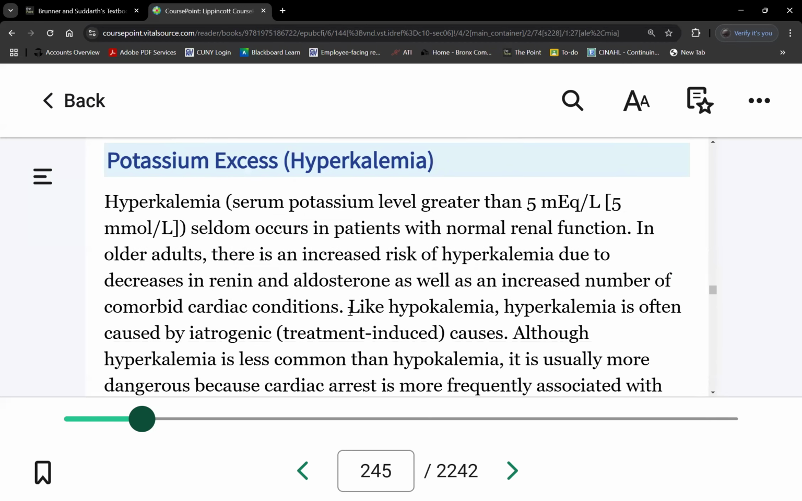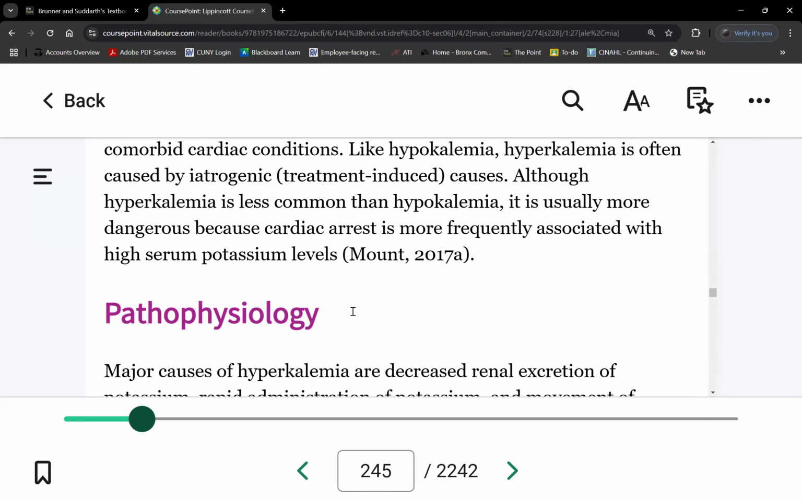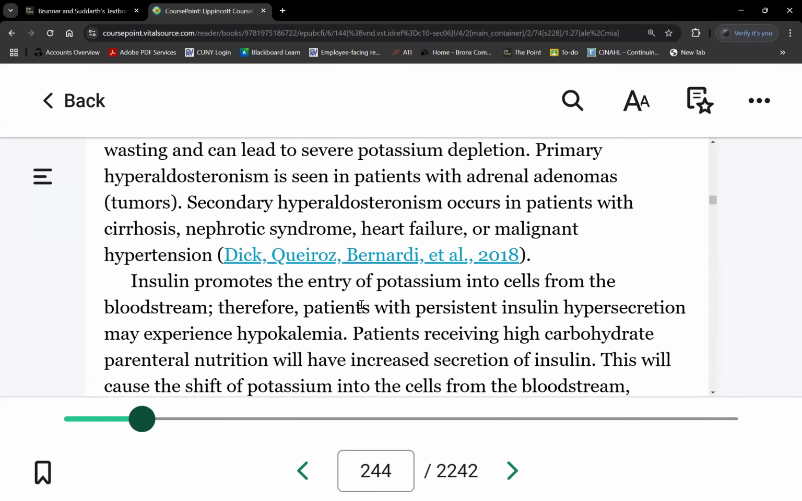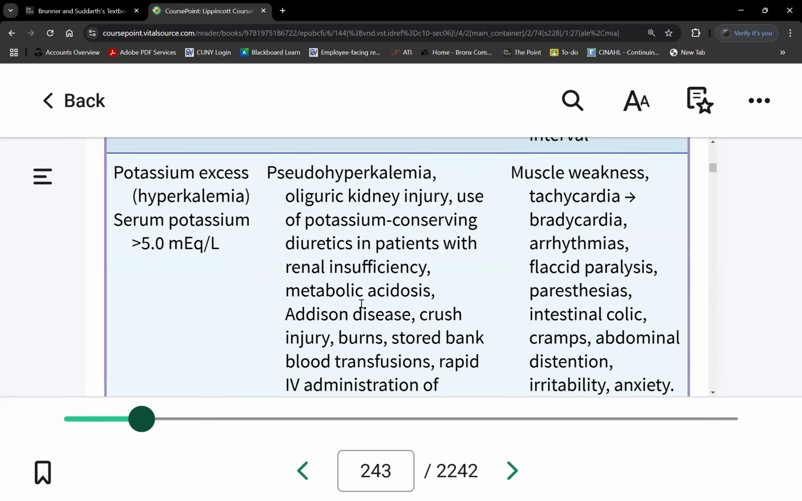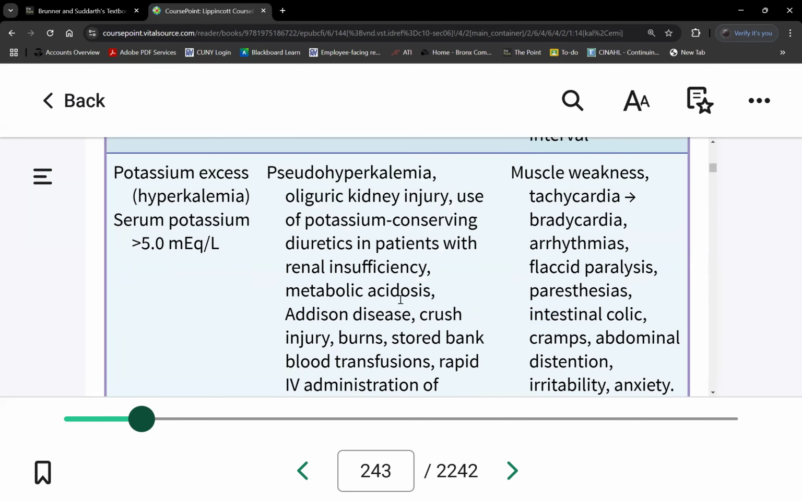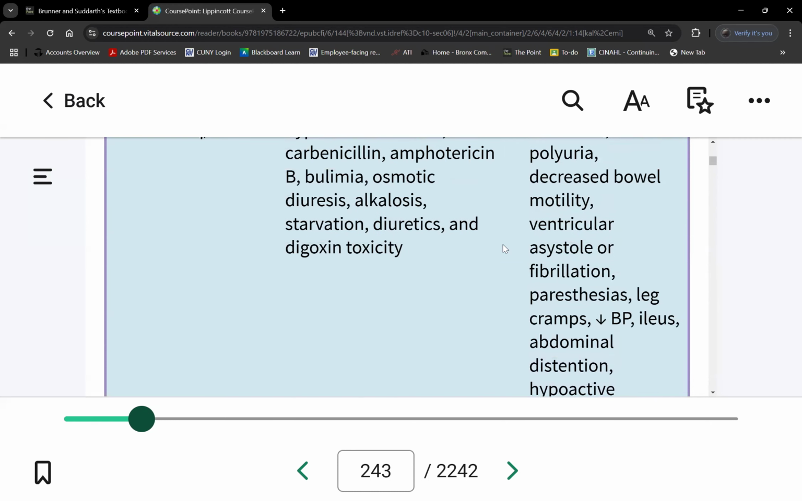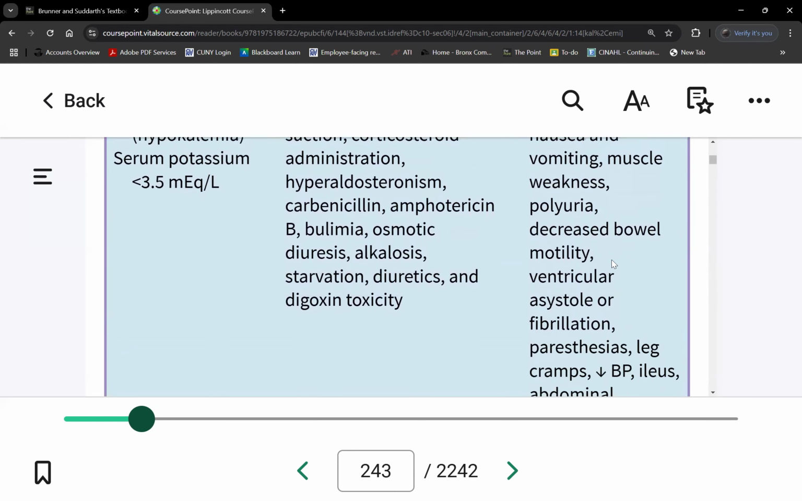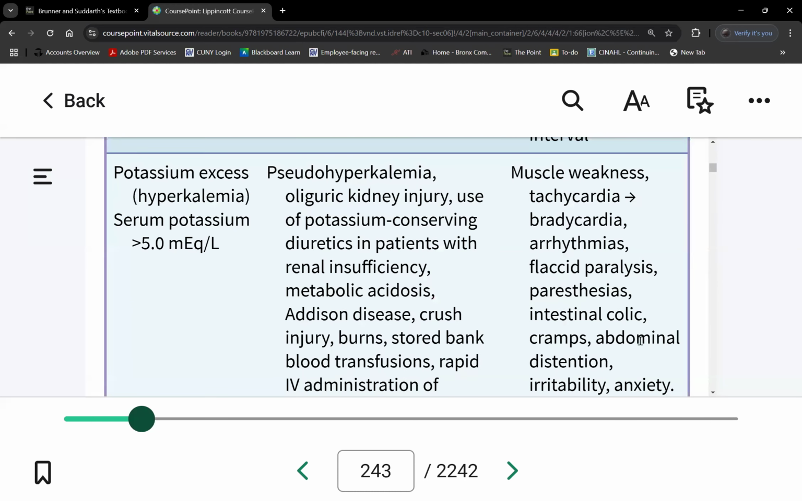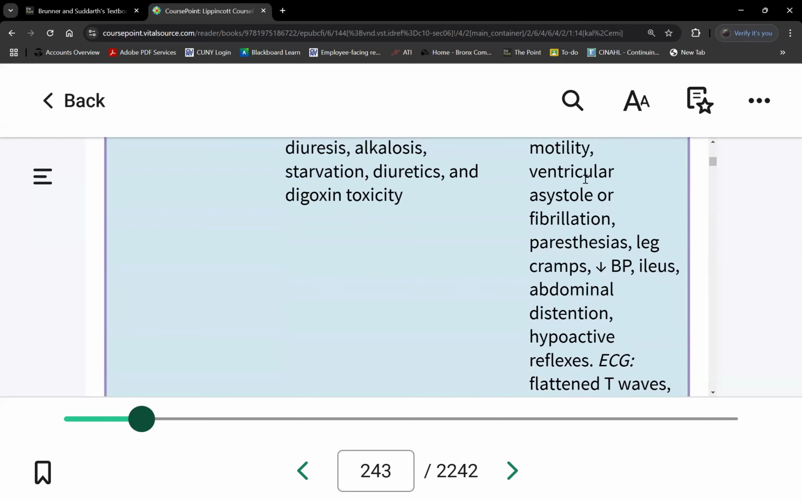Okay, let's go to hyperkalemia. This is now too much. Let's go to the manifestations. So remember, this is intracellular, so there's too much inside the cell. So now we have a pattern of overexcitation. Here you have underexcitation, correct? See here, you have low peristalsis, resulting in nausea, vomiting, constipation. Then here, you got too much. Now you got diarrhea, abdominal cramps, distension. You have tachycardia.